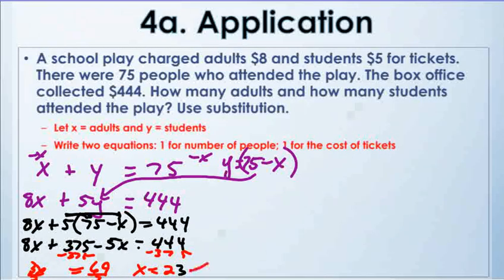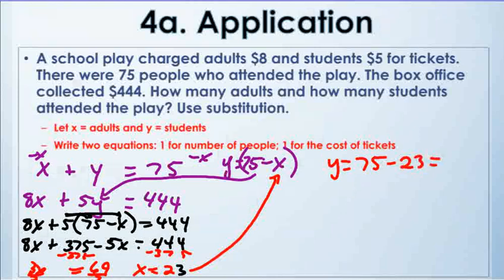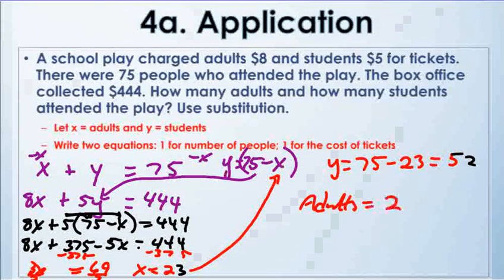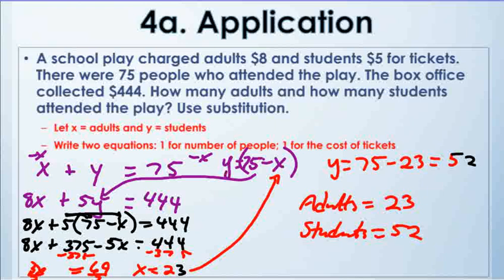And I substitute that 23 for here. So y equals 75 minus 23 gives us an answer of 52. So how many adults? Adults, we had 23. Students, we had 52.